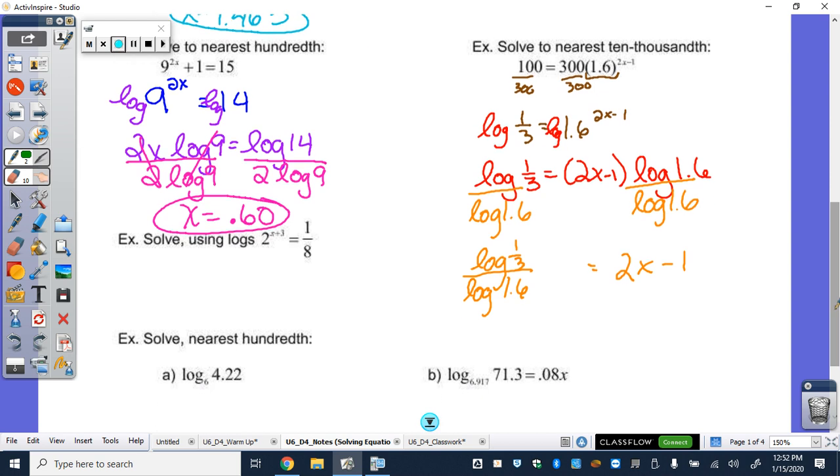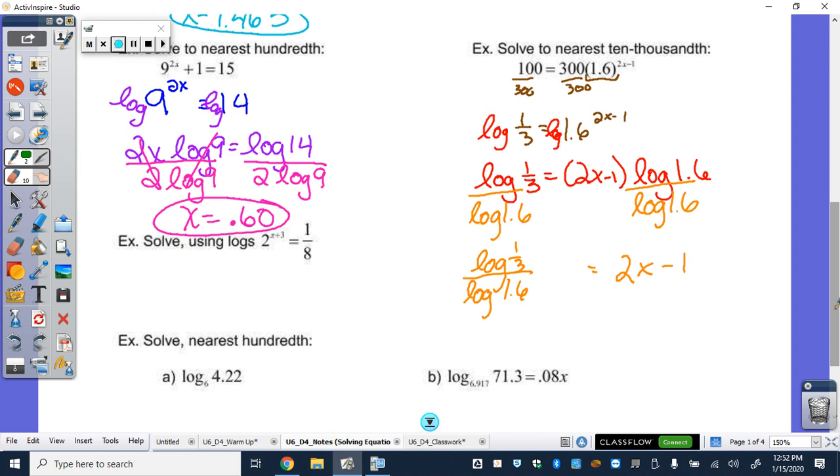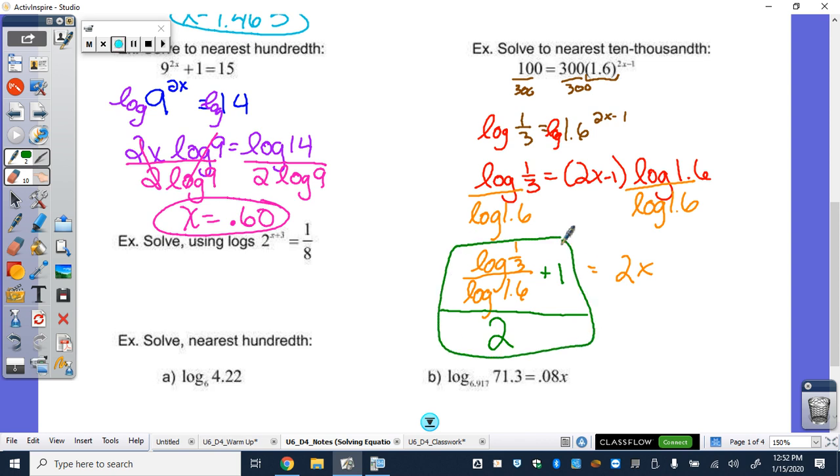So what would we do first to try to get x by itself? Add 1. So the 1 would be added to the whole fraction there of the log. So you would put it at the end there. And then you would divide everything by 2. So this is our exact value answer here for this one. That one's a little bit nastier one. So go ahead, type it in. Get your decimal to the nearest 10,000th.